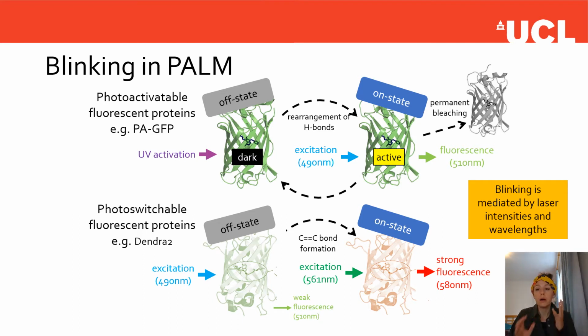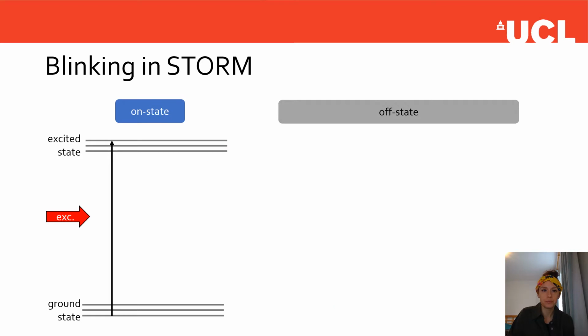So in PALM, our blinking is mediated by the laser intensities and the wavelengths. In our photoactivatable proteins, we'll have UV and our excitation light, balancing those to get the right ratio of on state to off state. And with our photoswitchable fluorescent proteins, we'll have our conversion light, which makes it into the red state, simultaneously with our excitation light, which generates the fluorescence that we actually detect. So that's how PALM works.